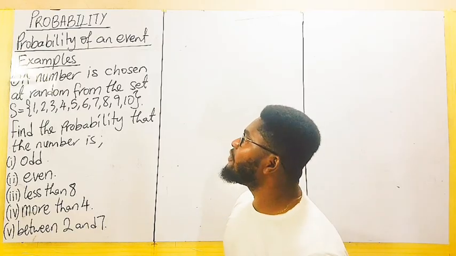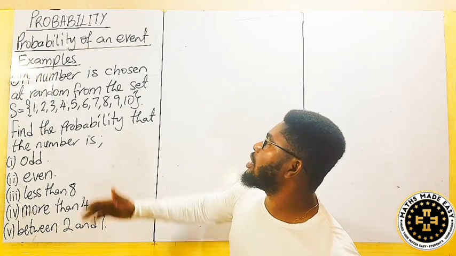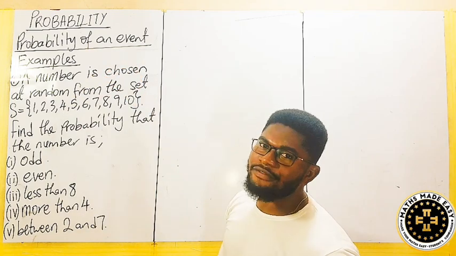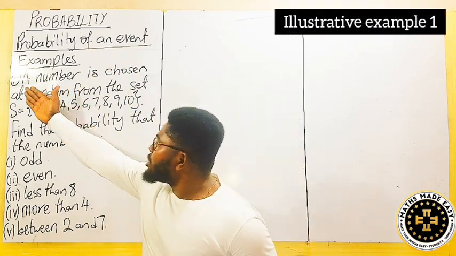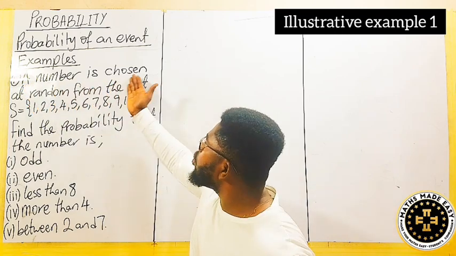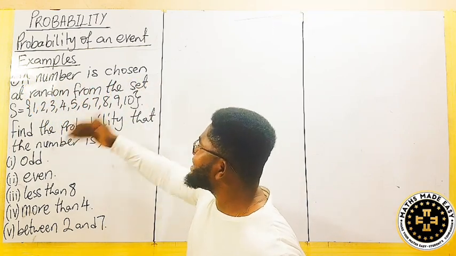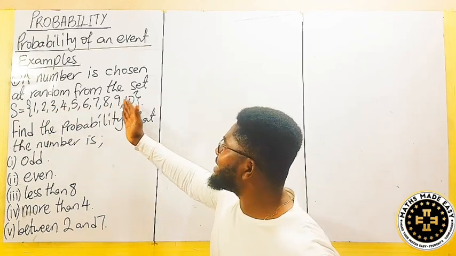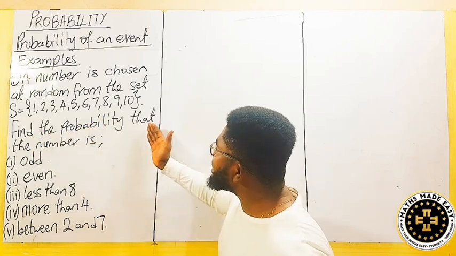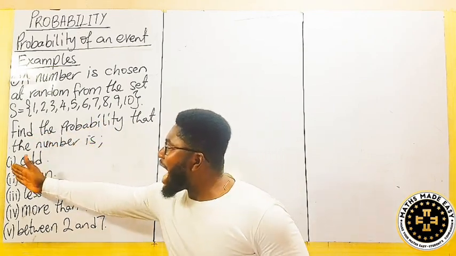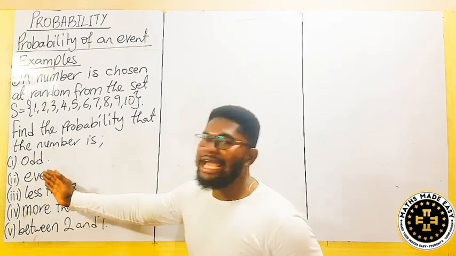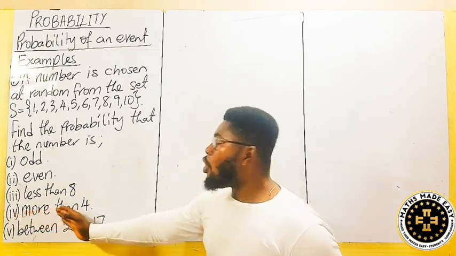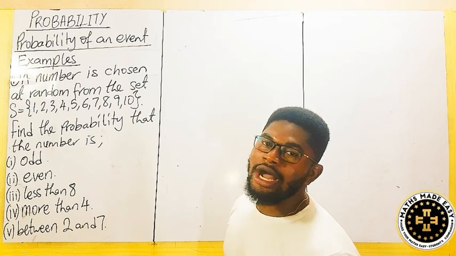So after looking at the general formula for the probability, we want to now take an example to illustrate how to use the formula. So still on the probability of an event, we are taking example 1. Let's read the question. It says that a number is chosen at random from the set S: 1, 2, 3, 4, 5, 6, 7, 8, 9, 10. Find the probability that the number is (i) odd, (ii) even, (iii) less than 8, (iv) more than 4, and then (v) between 2 and 7.